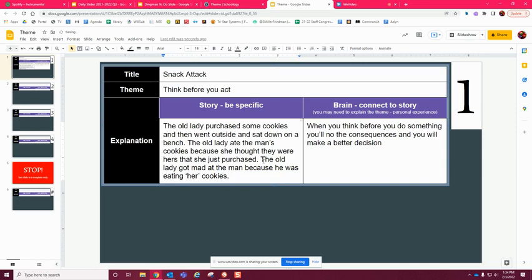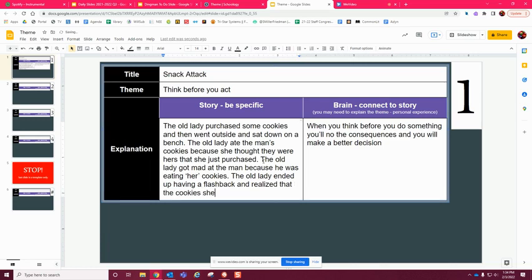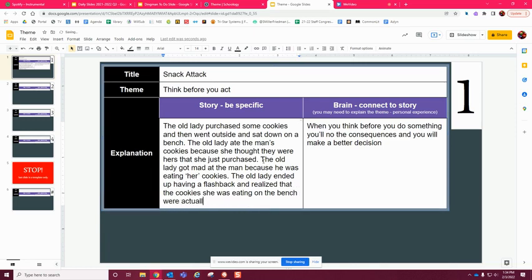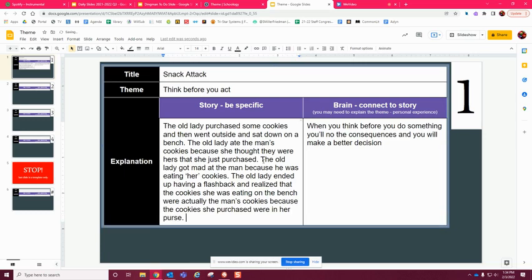Okay. And then we want to say that the old lady ended up having a flashback and realized that the cookies she was eating on the bench were actually the man's cookies because the cookies she purchased were in her purse. Okay, so I know I added a lot to that, but that's what I'm asking for. I'm asking for you to have more detail. All right, so then we're going to go over to the other side.